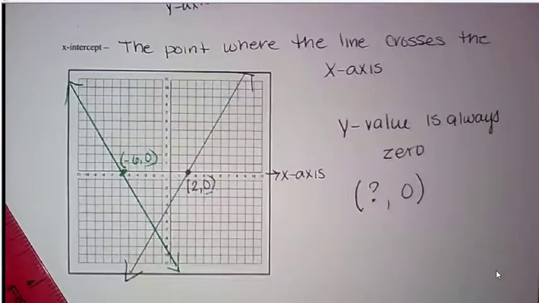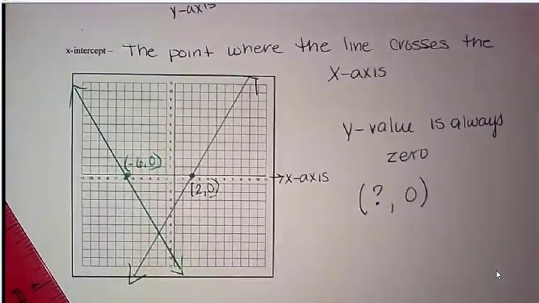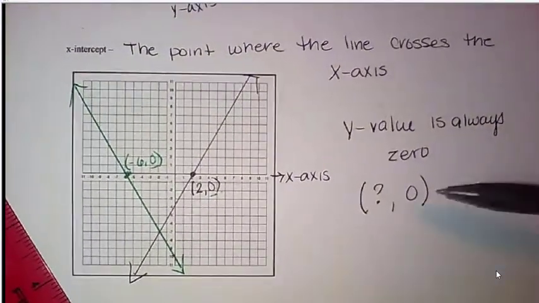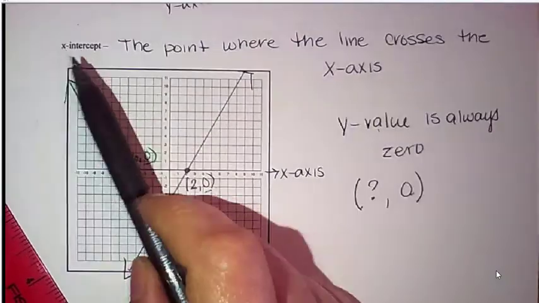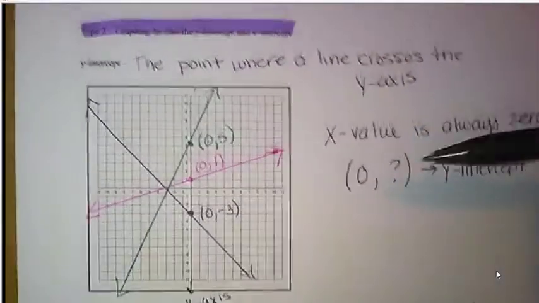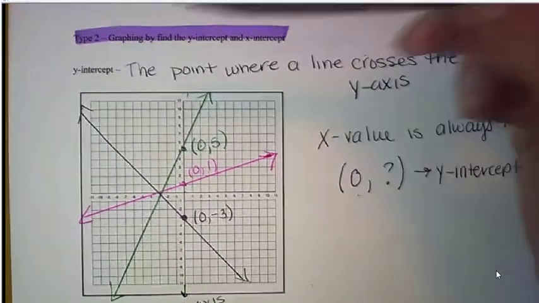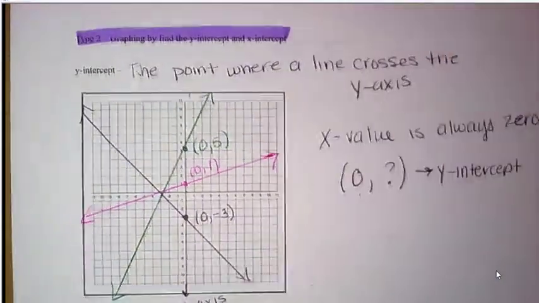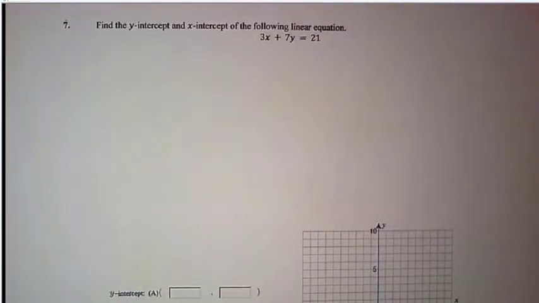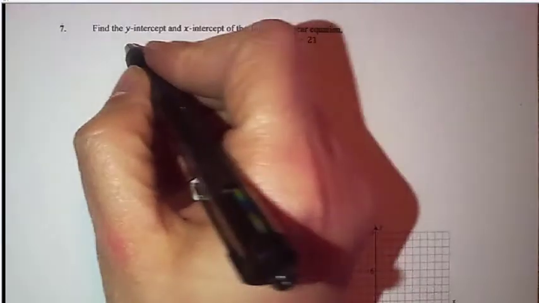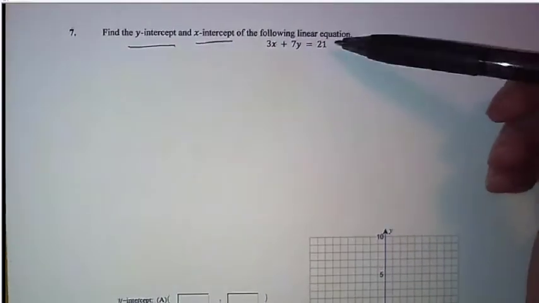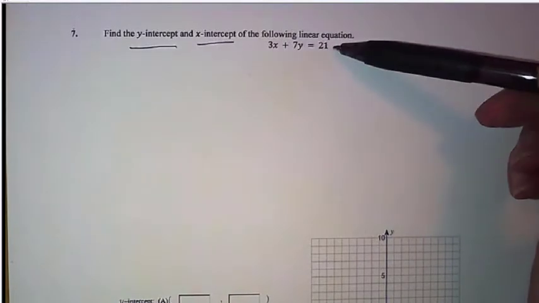Okay, and these are going to be two very important concepts when we go to finding the x and y intercept. Plugging in a 0 for your y when we're talking about the x-intercept, and then plugging in a 0 for your x when we're talking about the y-intercept. So let's do an example. Okay, so for our first example, again, we want to find the y-intercept and the x-intercept specifically, and our equation is 3x plus 7y equals 21.